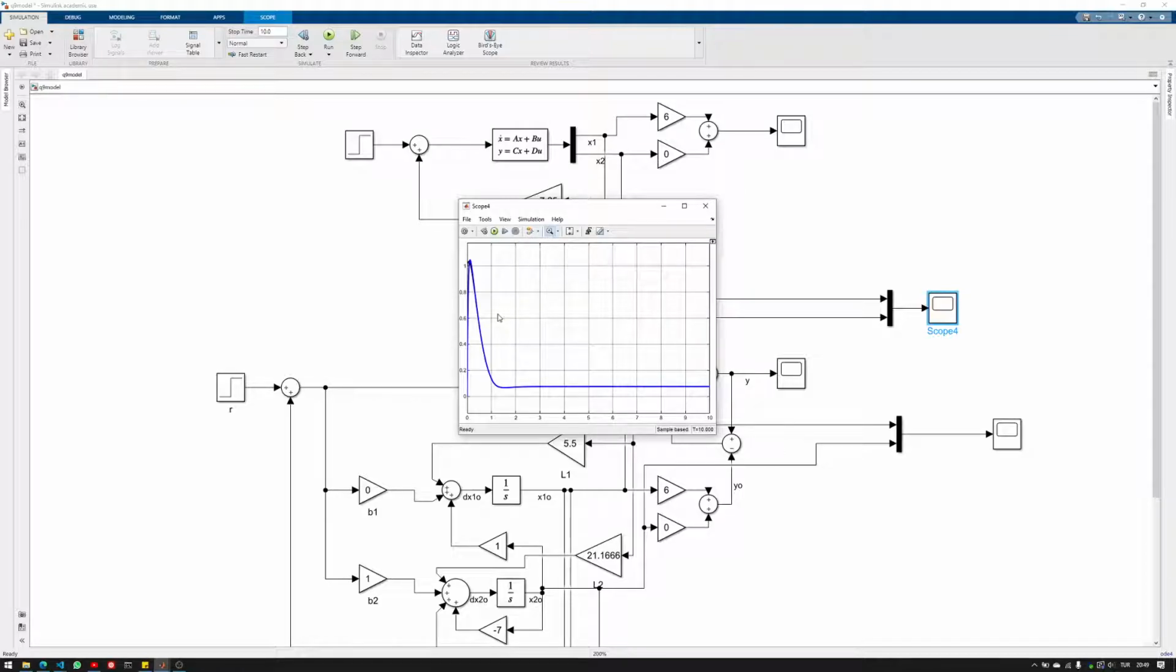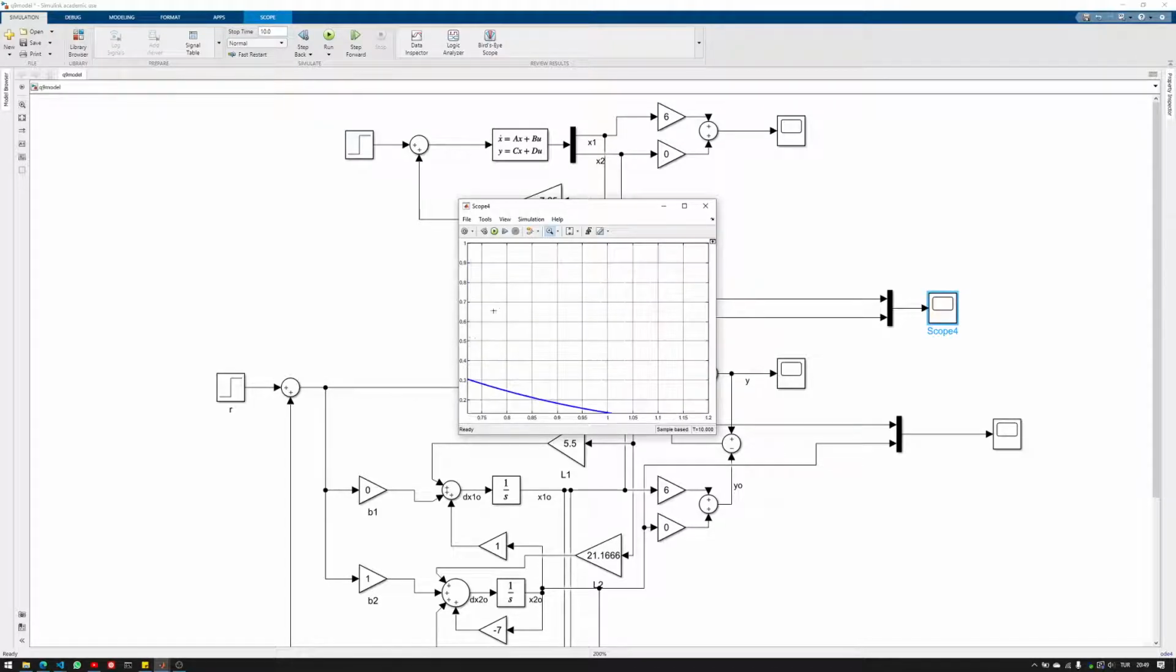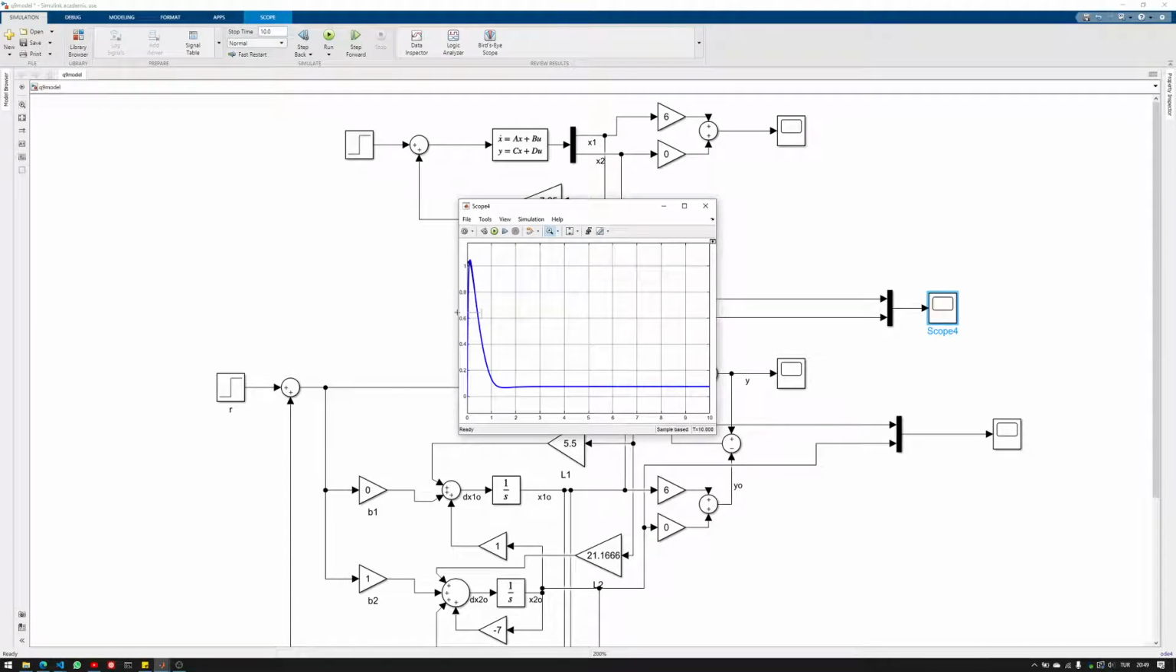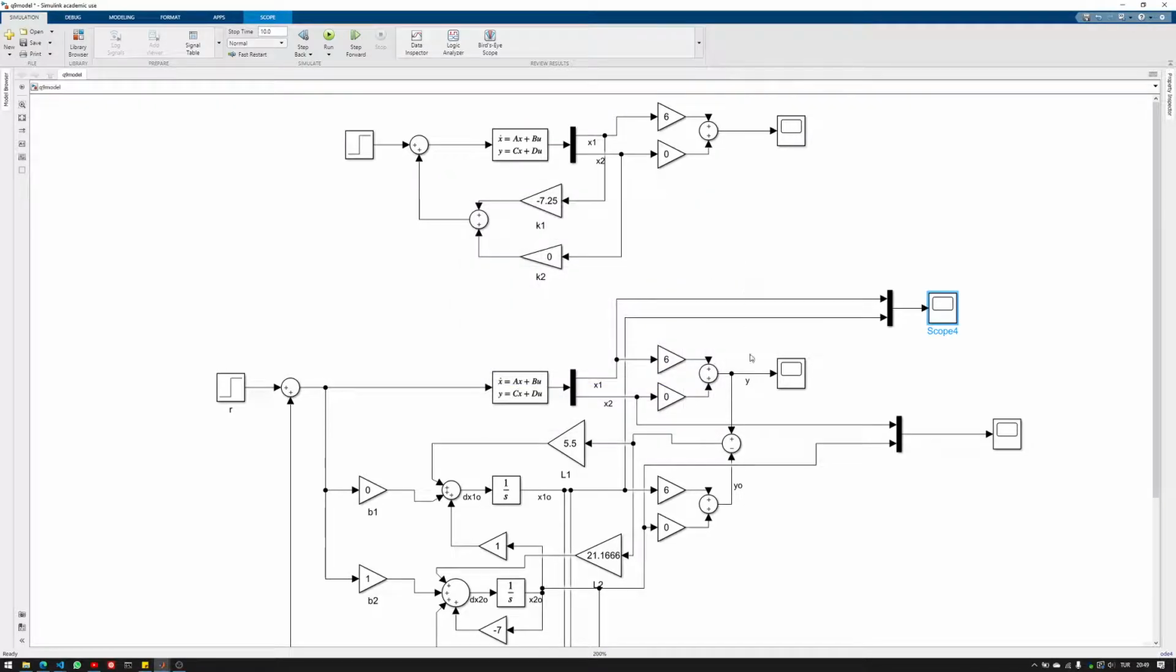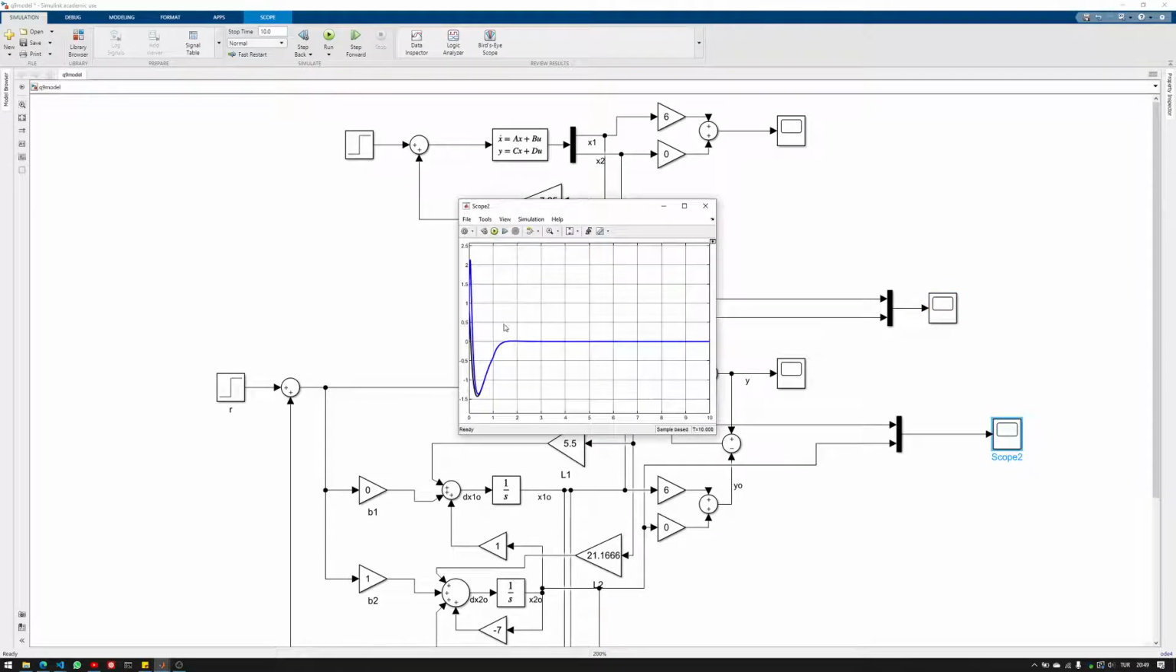I can see that my observer is the blue one, starts at 0, and the actual system state starts at 1, and it quickly, in approximately 0.1 seconds or 0.3 seconds, tracks the actual state. And this goes also for the second state.